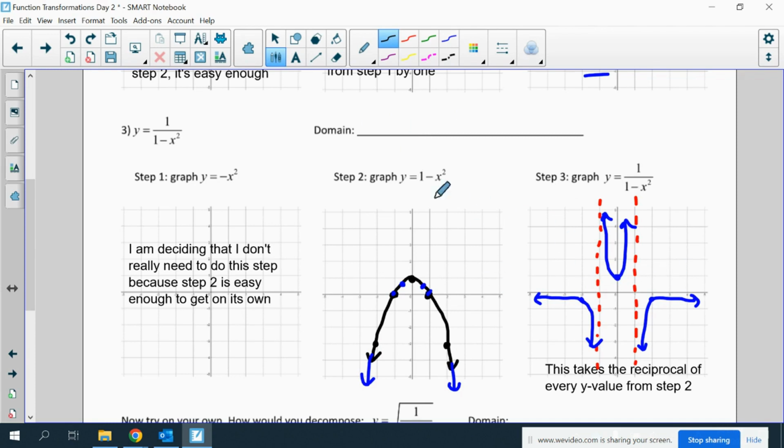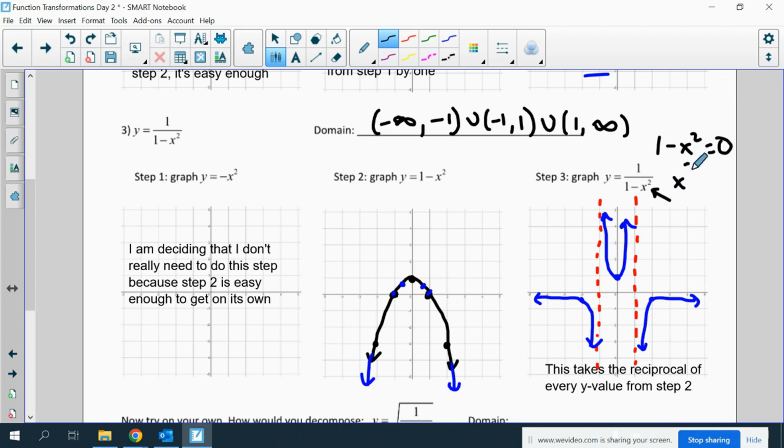So the domain, if I do an x radar, would be -infinity to -1 union, -1 to 1, union 1 to infinity, which, if you think about how you would solve this algebraically to figure out where the denominator is equal to 0, which would be a violation, you have x squared equals 1, which gives you x equals plus or minus 1 are the problem areas.